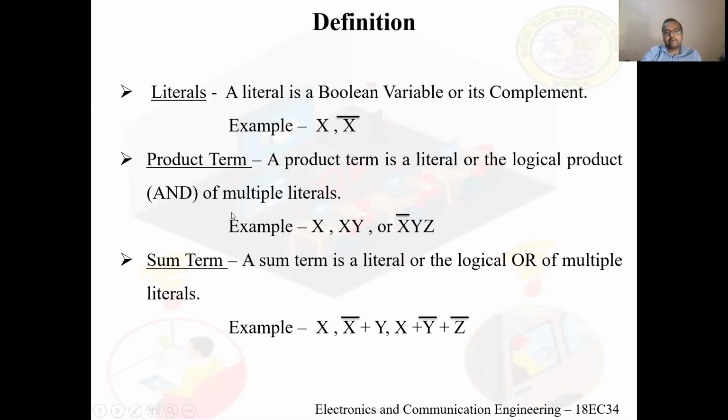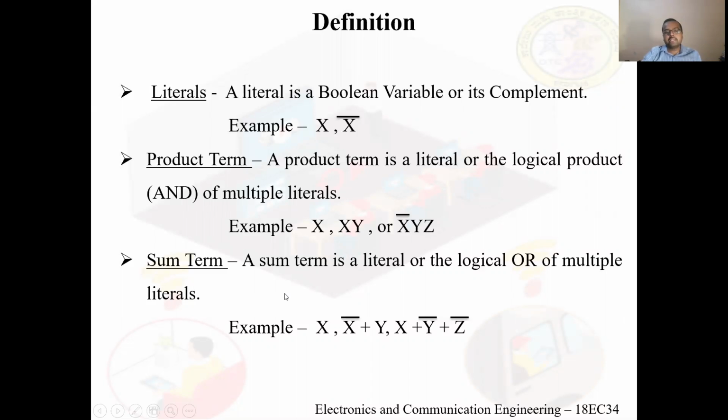Product term. A product term is a literal or the logical product, the AND, of multiple literals. Here when I say product, it is nothing but the AND term. So what is an example for this? As it says, a product term can be a single literal: x is a literal, or x bar is a literal. x, y, x ANDed with y, or x bar and y and z are product terms. Remember, product term is an AND term.